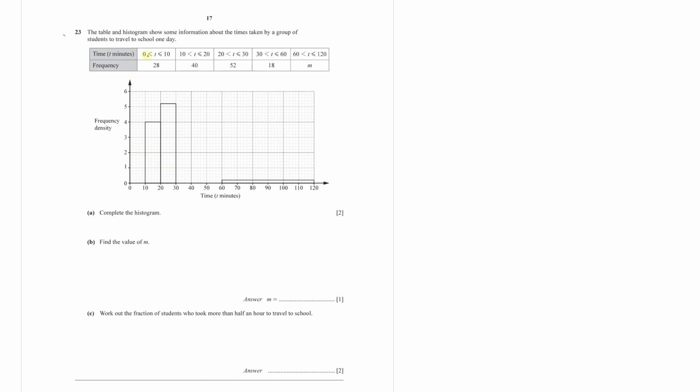So for 0 to 10, the frequency is 28. Since the interval is 10, you divide 28 by 10, you get 2.8. Each small box here represents 0.2. So the line for 2.8 would be one small box below 3, which is this one here. So this would be the frequency density 2.8 here. Let me just write it properly.